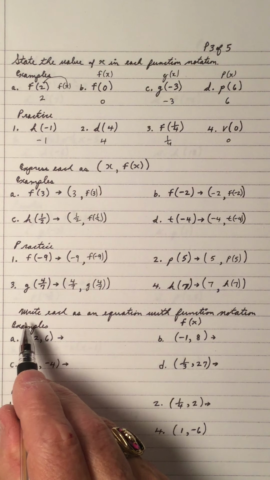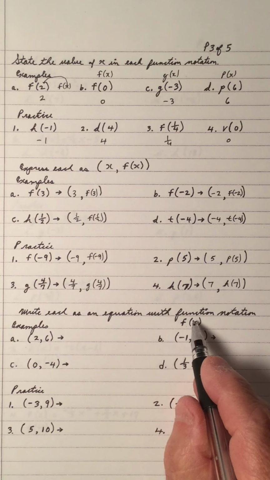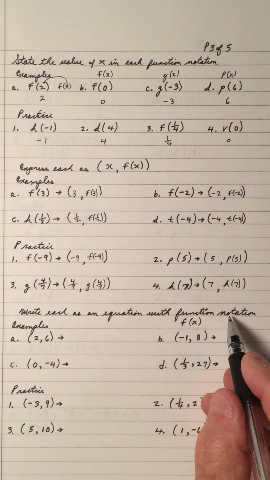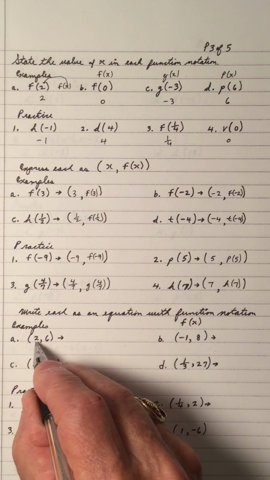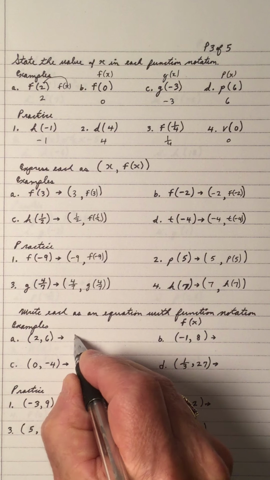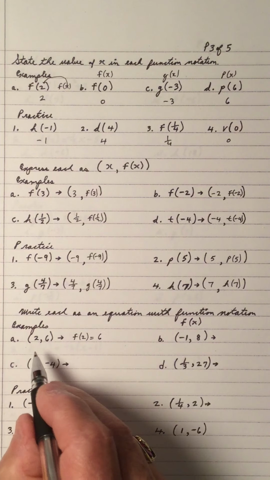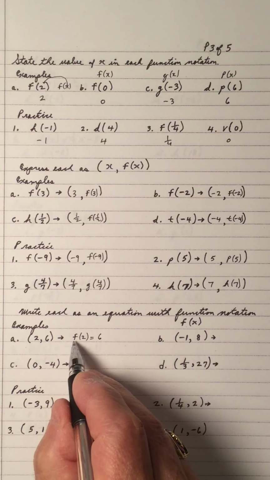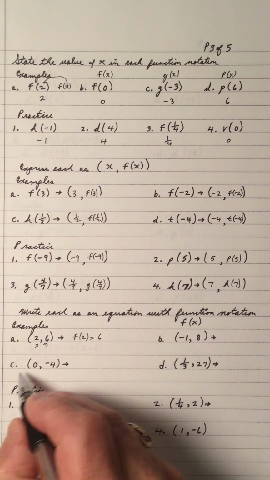Another type of question, different questions as we go here. Write each as an equation with function notation. So, if x is 2, I could say that f of 2 is 6, because x is 2, so f of 2 is the y value, which is 6, because that's an x and that's a y.